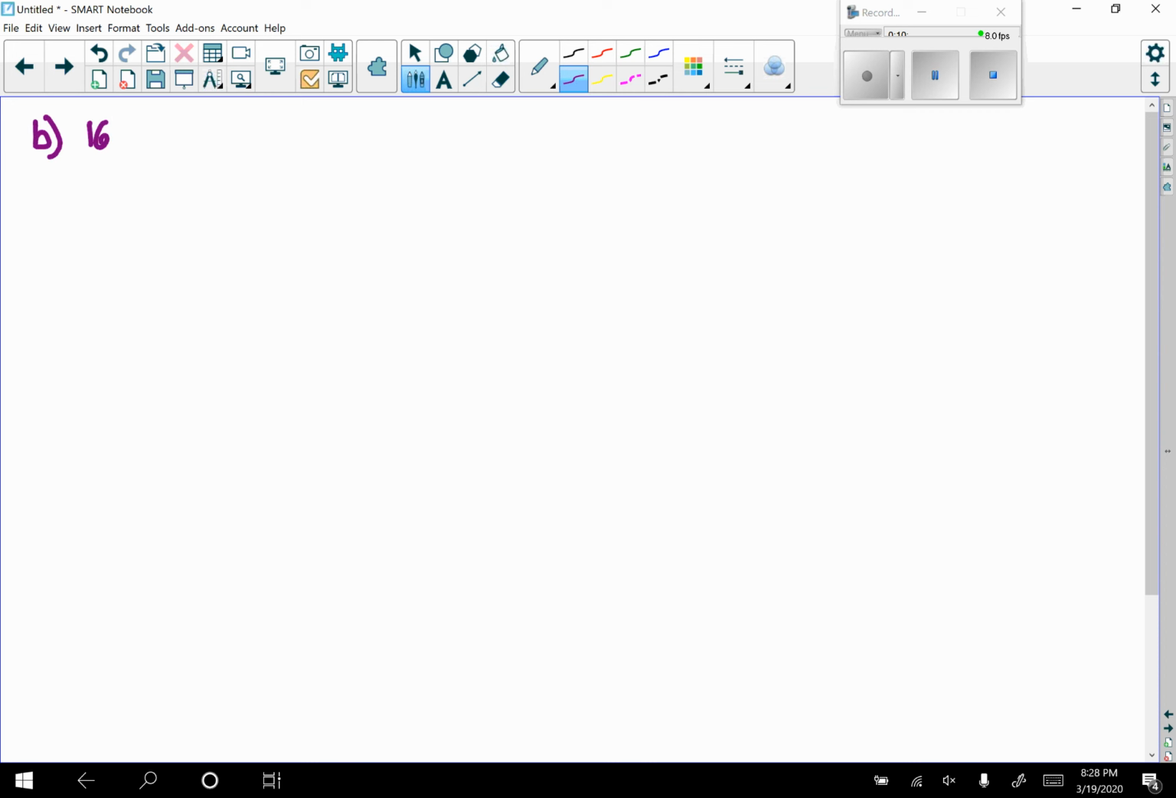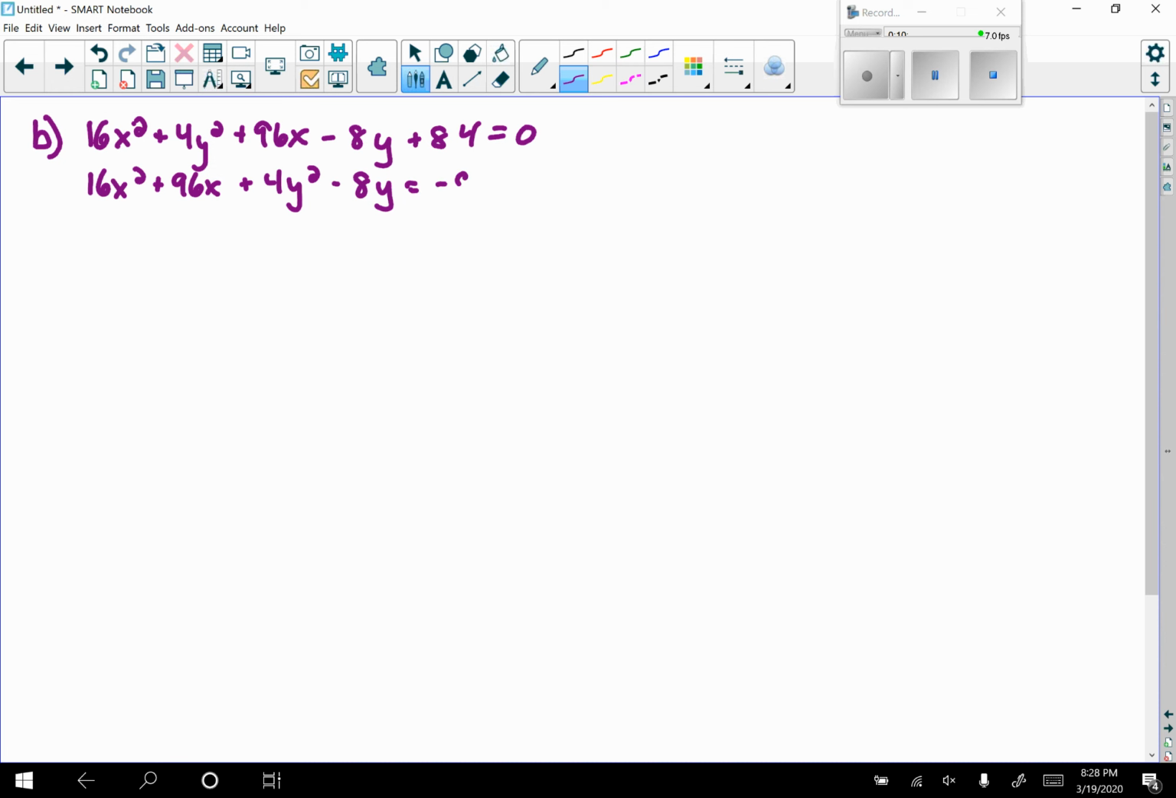Alright, so we first started with 16x squared plus 4y squared, 96x minus 8y plus 84. Like the last one, I'm going to go ahead and move my x terms together, and then my y terms together. And I hope as you're looking at this too, move the 84 to the other side, that you would realize we can identify this as an ellipse because on the same side we do have x squared and y squared, and we have two positive coefficients, but they're different values, so that's what makes it an ellipse and not a circle.